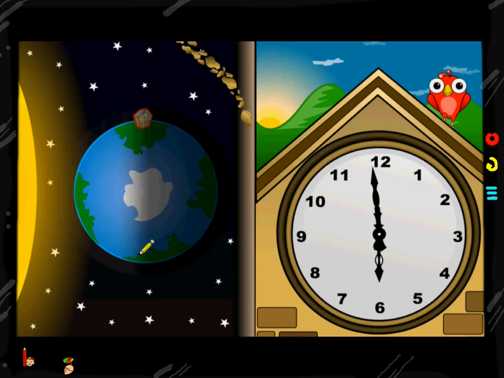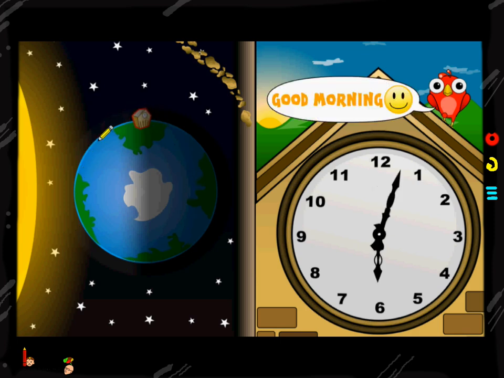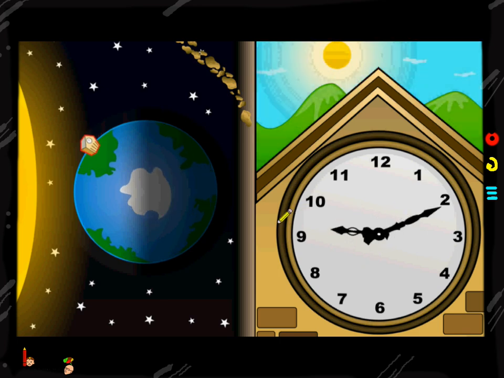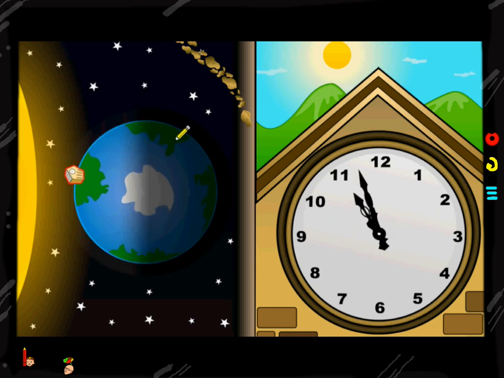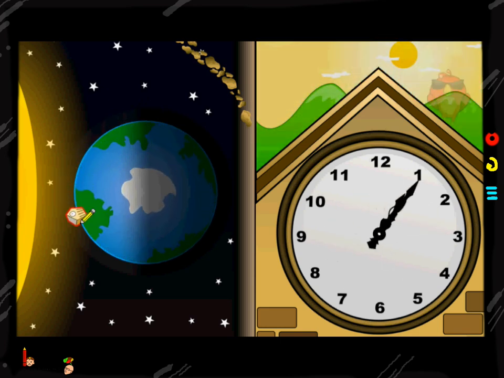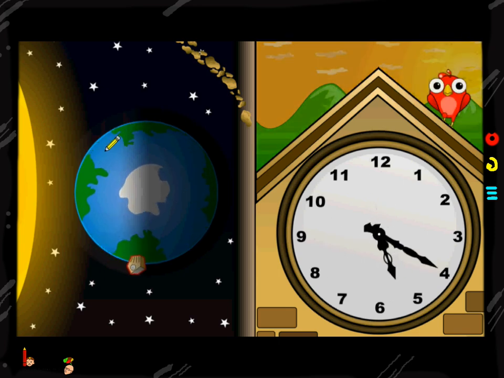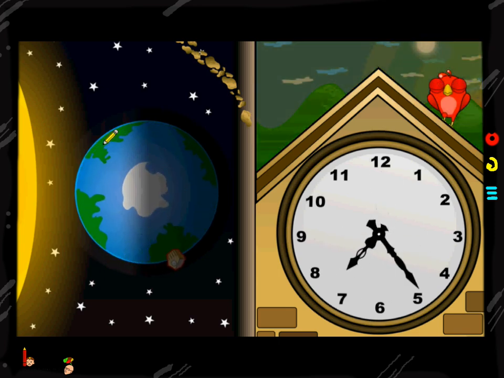So what we saw here is as the Earth keeps rotating, our house keeps moving, and the time keeps going from 6 a.m., 7 a.m. till midnight and back to 6 a.m. It keeps happening every 24 hours. The Earth finishes one rotation, and that's how the day and night happens.